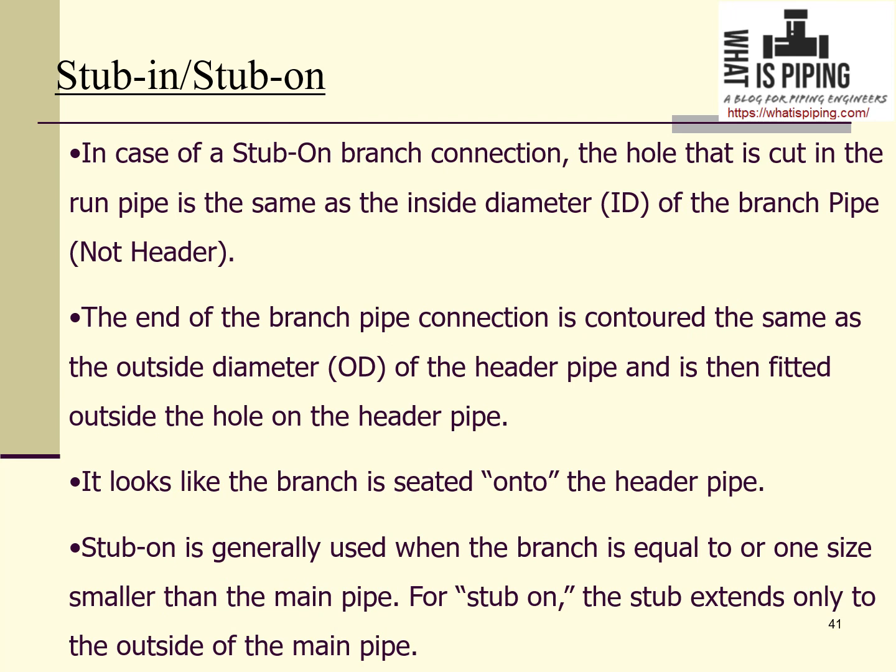Now what is stub-on? In case of stub-on branch connection, the hole that is cut on the run pipe is the same as the inside diameter of the branch pipe. The end of the branch pipe connection is contoured the same as the outside diameter of the header pipe and is then fitted outside the hole on the header pipe. It looks like the branch is seated onto the header pipe. Stub-on is generally used when the branch is equal to or one size smaller than the main pipe. For stub-on, the stub extends only to the outside of the main pipe.